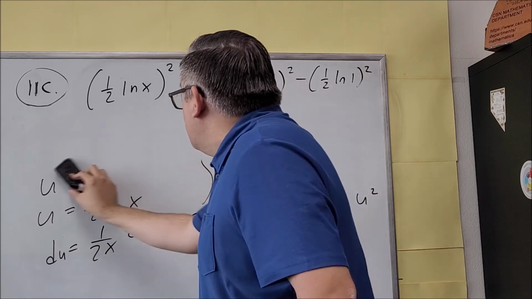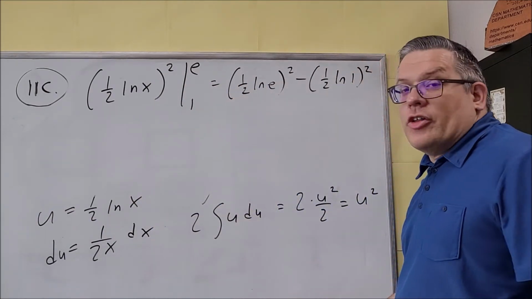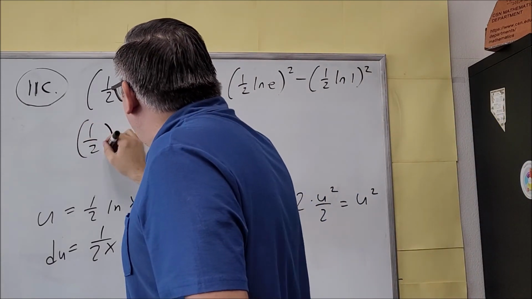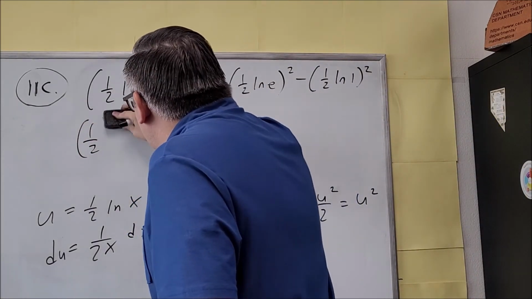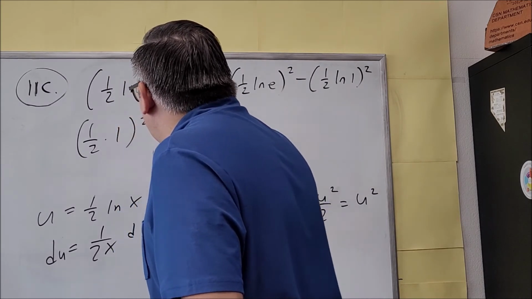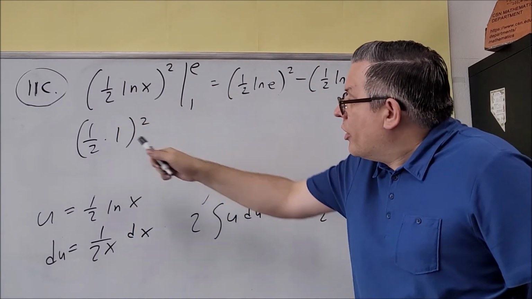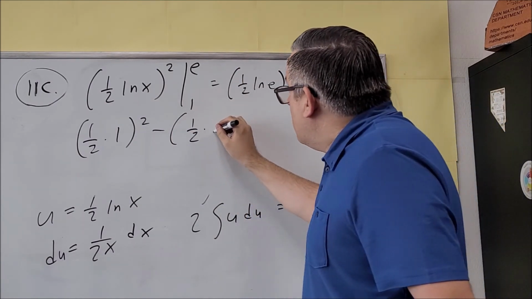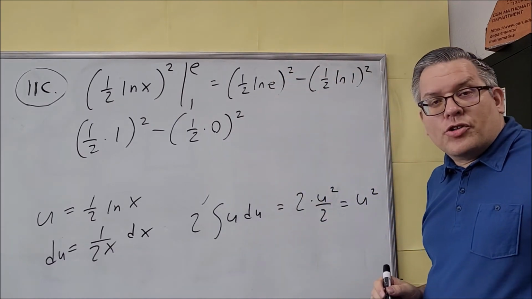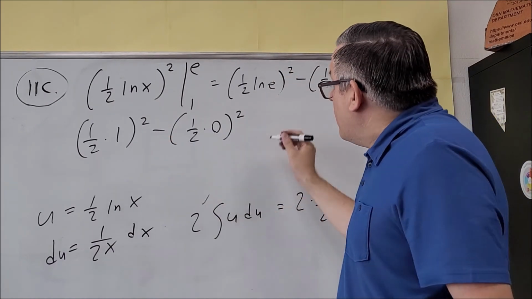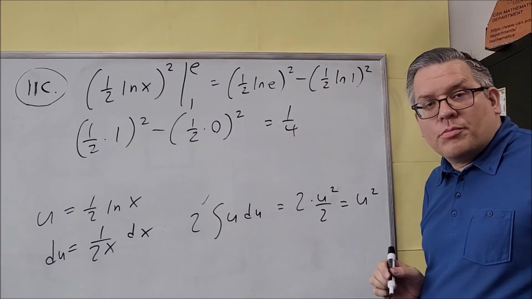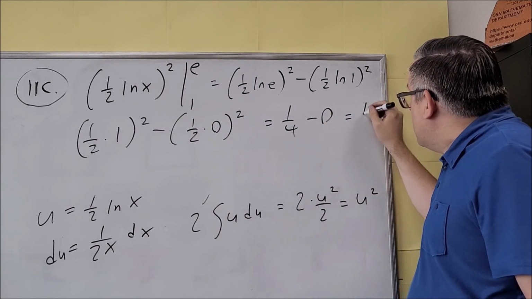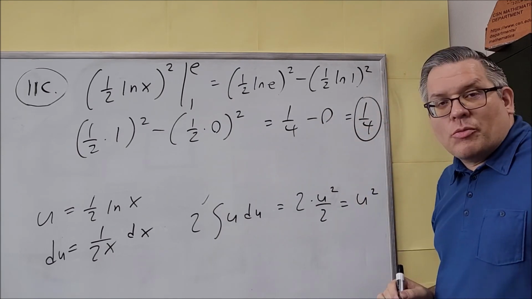So now we're going to simplify this a little bit more. Ln of e is 1, so I just get 1/2 times 1 squared. I'll show the 1 in that case. That's ln of e is the 1 right there. Minus 1/2, but ln of 1 is 0 for each of those. So this one, when you square that, you're going to get 1/4. Now this whole thing's going to be a 0, so we just get minus 0, which means that your final answer for this is going to be 1/4.